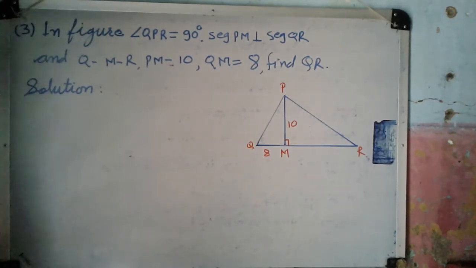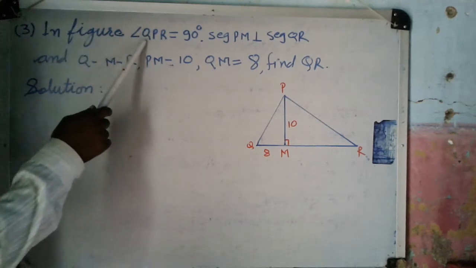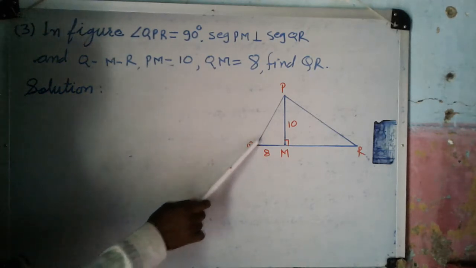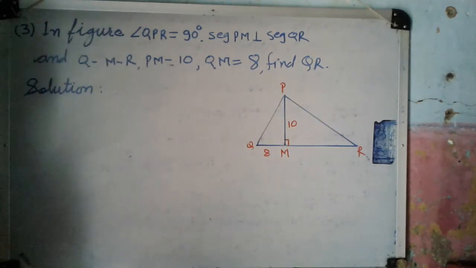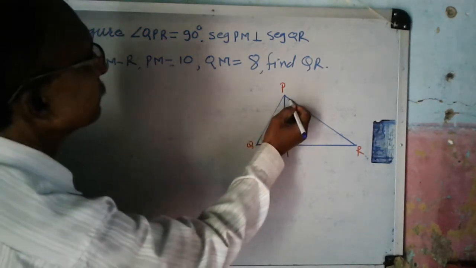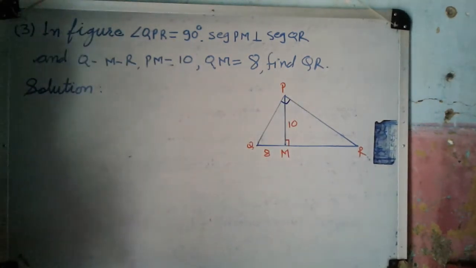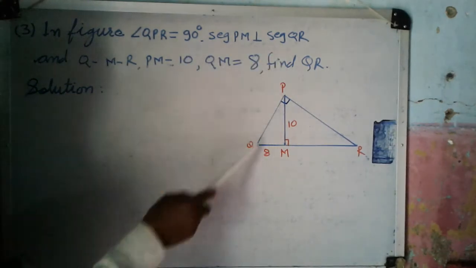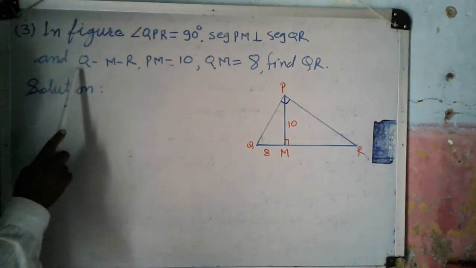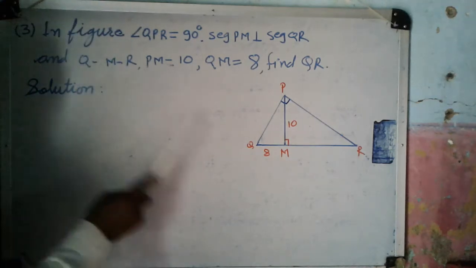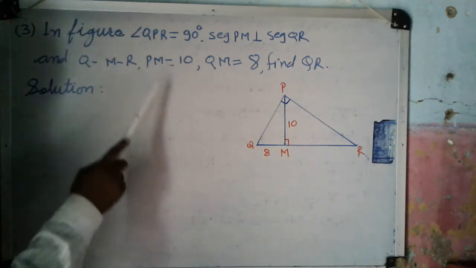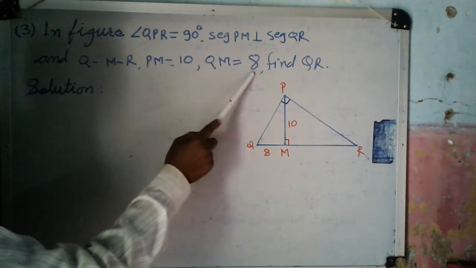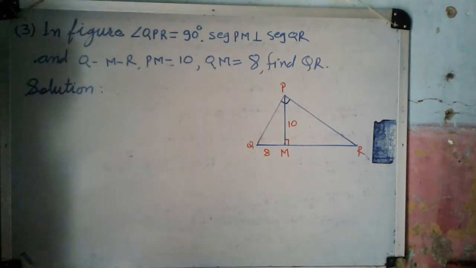Question number 3. In the figure, angle QPR is equal to 90 degrees. See this angle QPR. This angle is of 90 degrees. And segment PM is perpendicular to segment QR. And Q, M, R are collinear points. PM is equal to 10 and QM is equal to 8. We have to find QR.